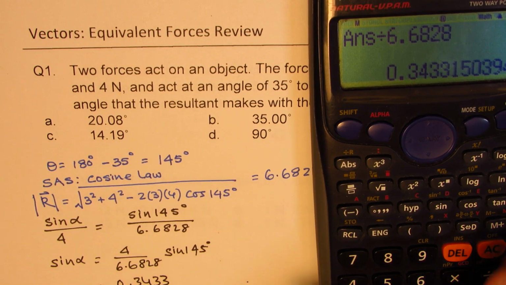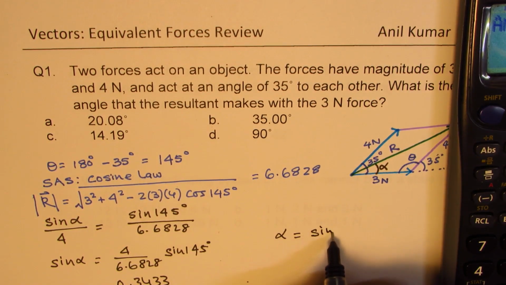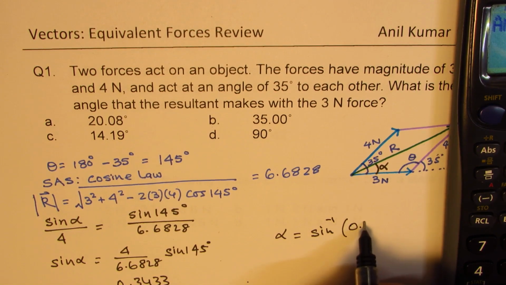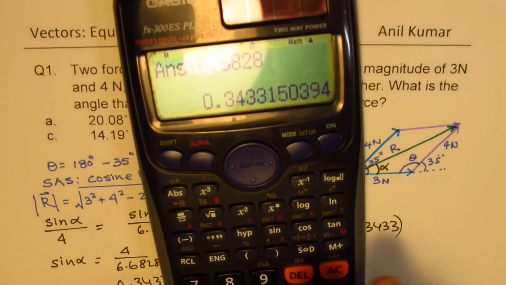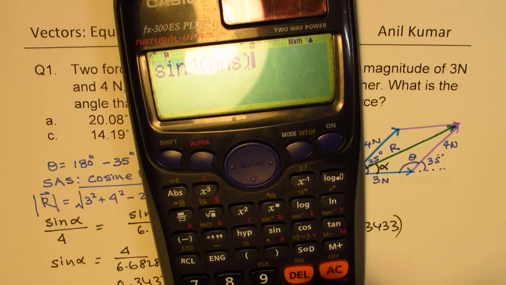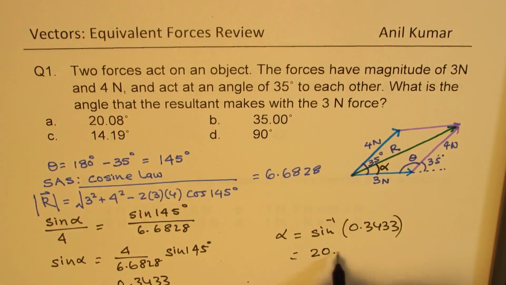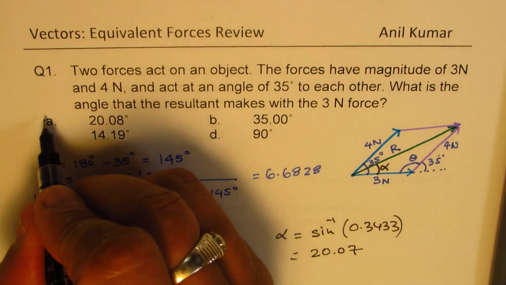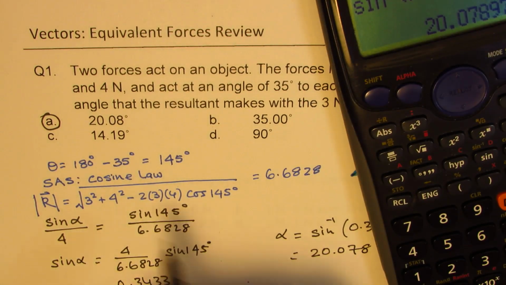That is equal to 0.3433. To find alpha, we'll say sine inverse of 0.3433. So that is shift sine inverse of our answer, which is equal to 20.07, 20.078, which actually rounds to 20.08. So option A is the right option.